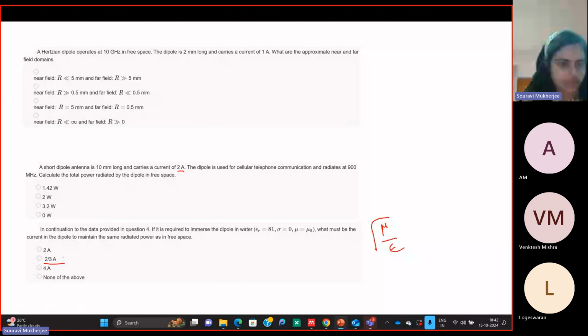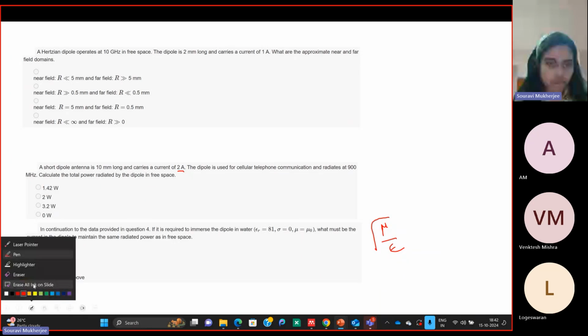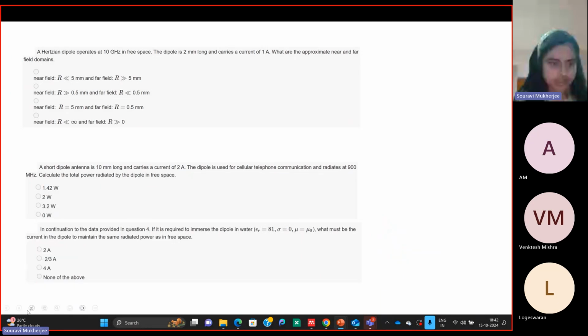So when you are in a different medium, the wave impedance changes, and that's why the current that is required will change, or the power that is generated will change accordingly. That's how this type of question can be answered directly from the equations that we had derived already. So that's it. Do you have any questions regarding this?